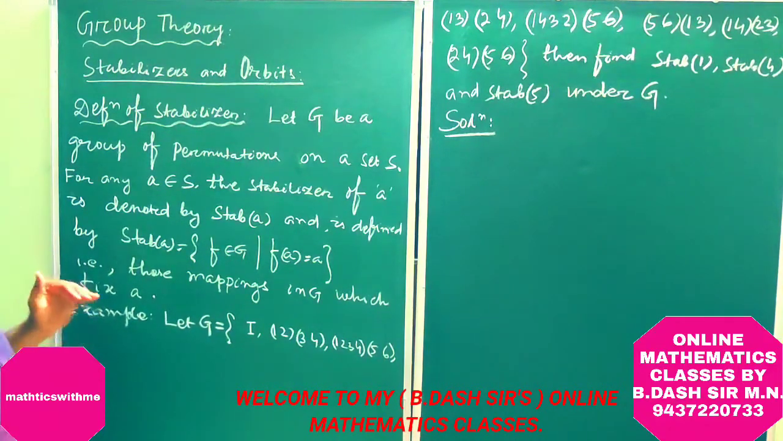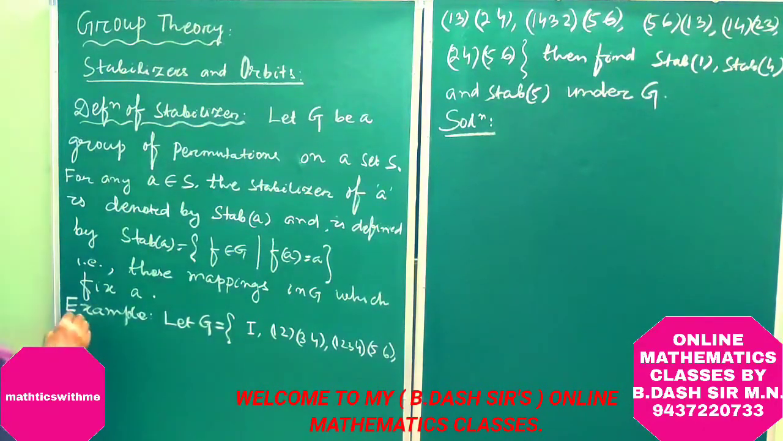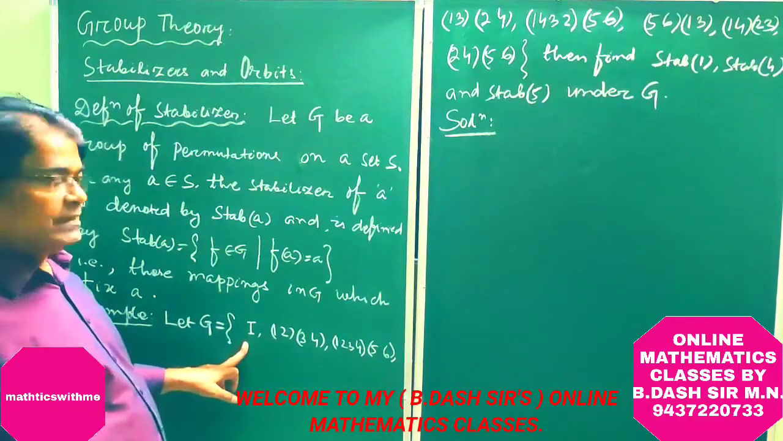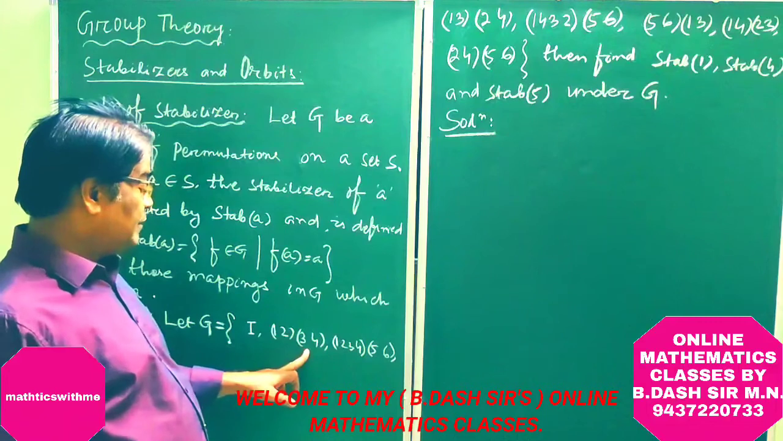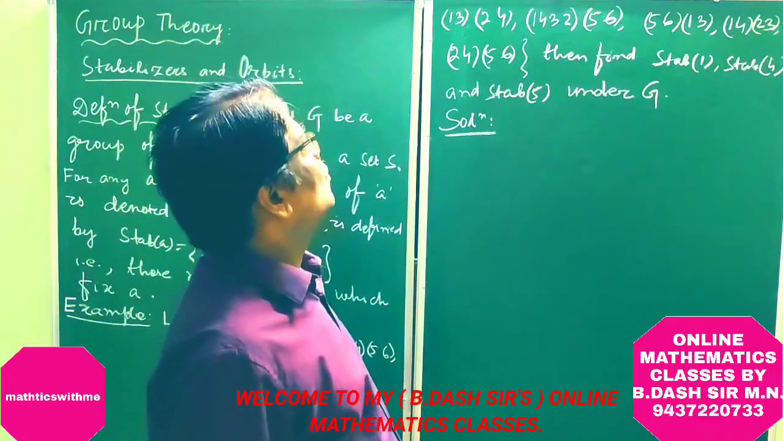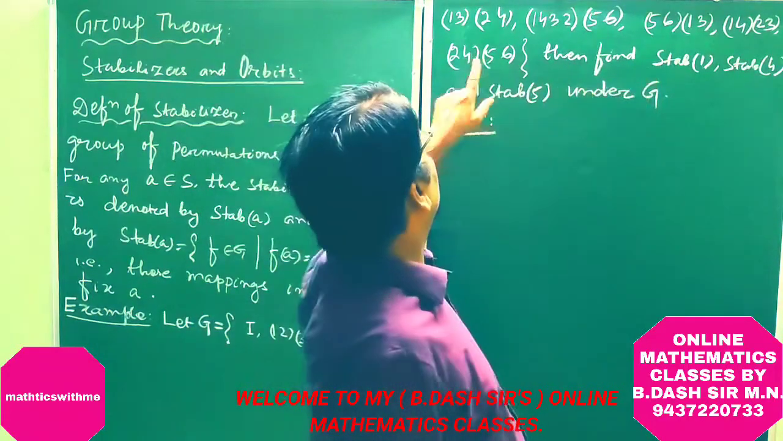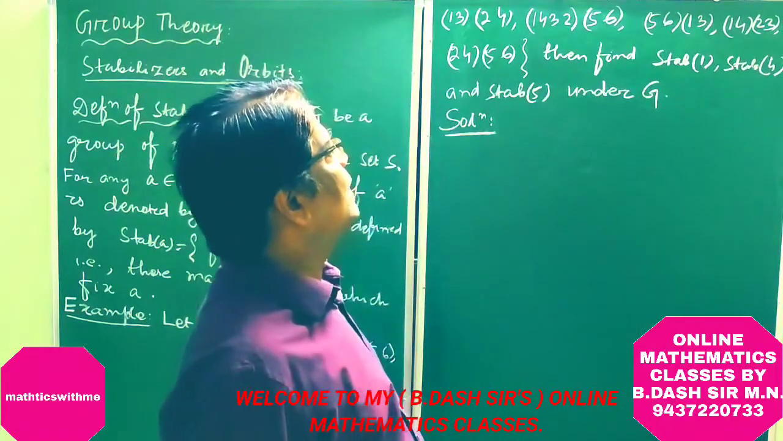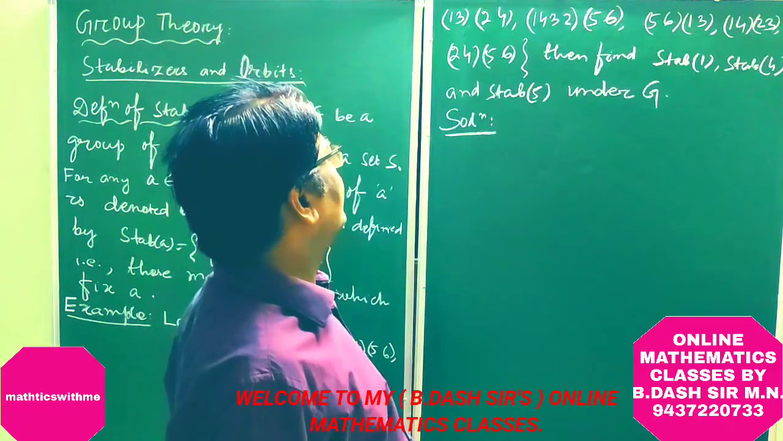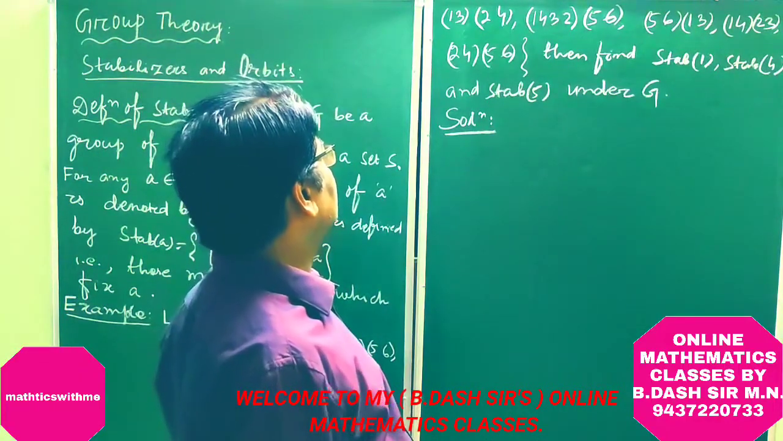Now I will provide an example by which this stabilizer will be more clear to you. Let G be equal to I, the identity permutation, (1 2)(3 4), (1 2 3 4)(5 6), (1 3)(2 4), (1 4 3 2)(5 6), (5 6)(1 3), (1 4)(2 3), (2 4)(5 6). Then we have to find stabilizer 1, stabilizer 4 and stabilizer 5 under G. So let us start the solution.